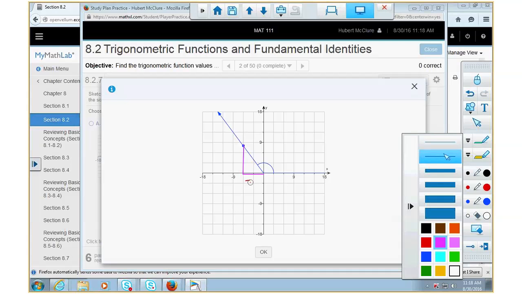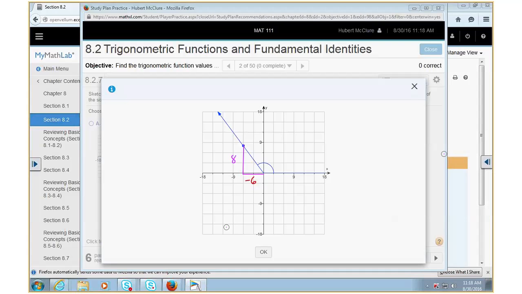So -6 squared plus 8 squared is equal to c squared. 36 plus 64 is equal to c squared. C squared is equal to 100. The square root of 100 is 10. So our hypotenuse is 10.